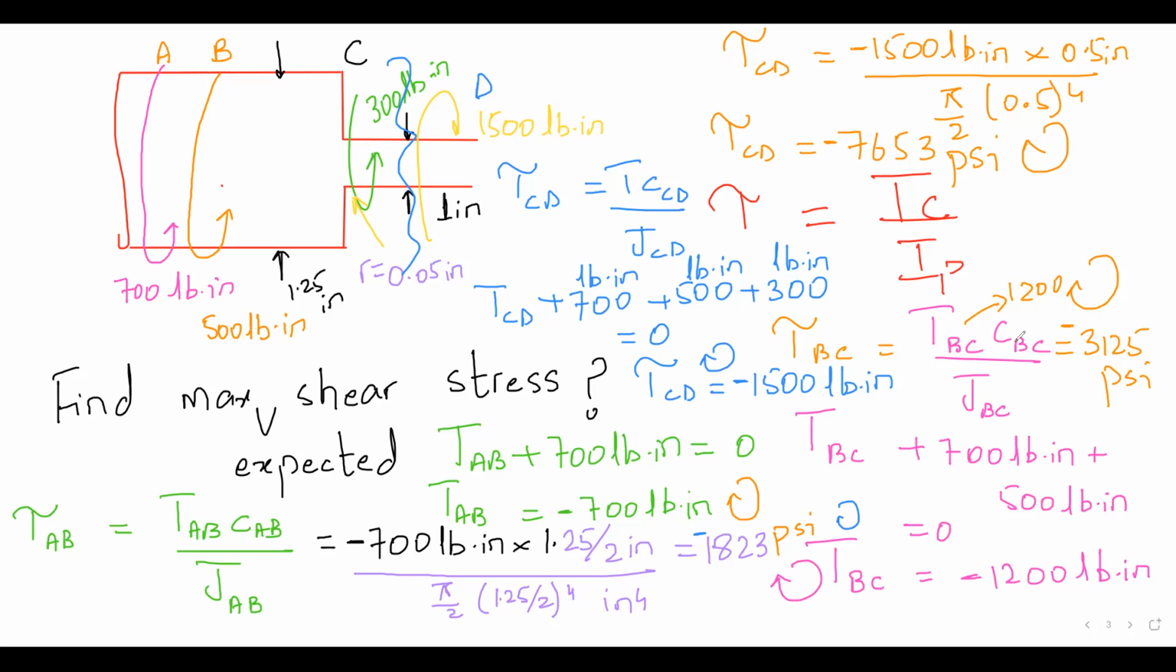No, shouldn't be. So this is 1200. This is 0.5 divided by pi by 2, 0.5 power 4. That's not 0.5, it is 0.675. Yeah, because the diameter is 1.5, 1.25 divided by 2. Okay, torque BC.